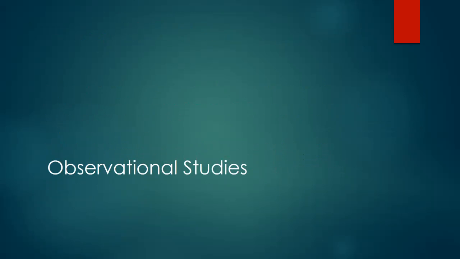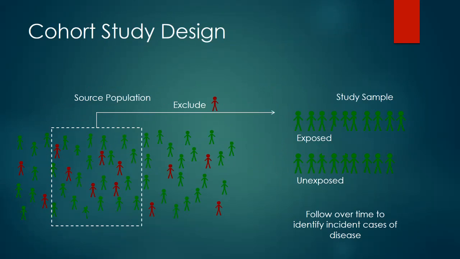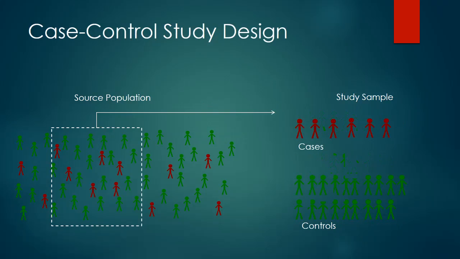So just as a reminder, let's talk about observational studies. Cohort and case controls were the two major designs we talked about previously. And in these, we take a sample from our source population. For a cohort, we exclude people with existing disease and then divide people who are free of disease at the start of our study into exposed and unexposed groups, follow them over time, identify incident cases of disease, and then compare these incidence rates to calculate a relative risk.